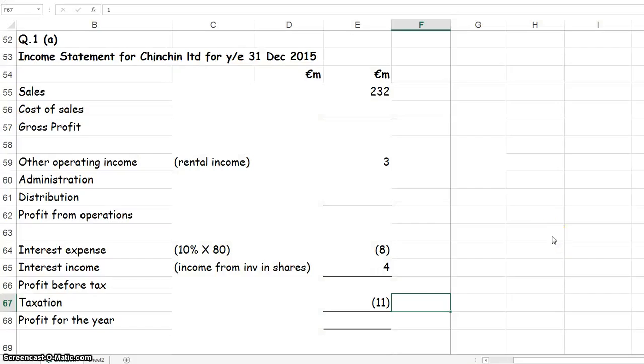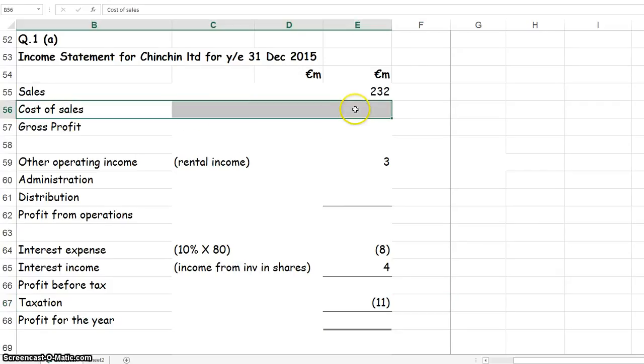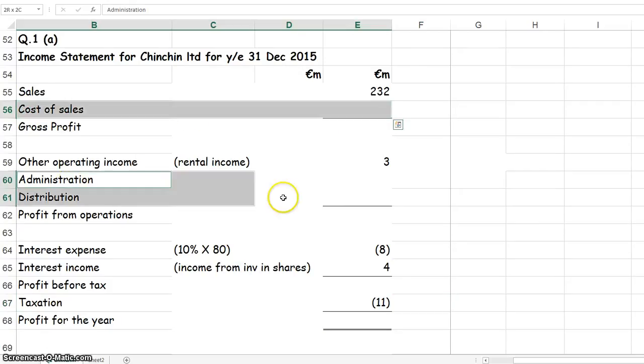And there it is. The things that are left to do are the cost of sales and administration and distribution, and they're not bad at all. We're just going to start on cost of sales and then work our way down to admin and distribution, and then that'll be the end of the income statement.